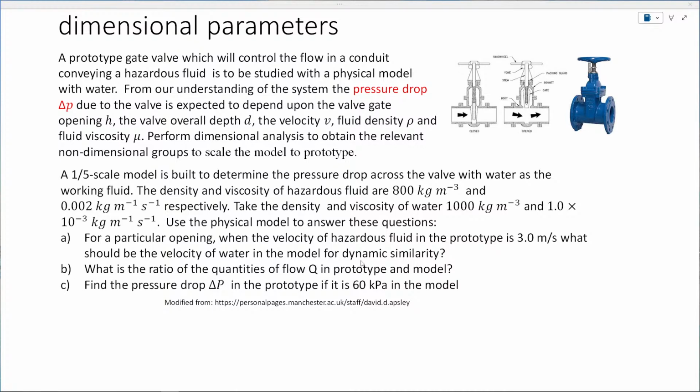What is the ratio of the quantity of flow in the prototype to the model? For example, if I have 20 meters cubed per second in the prototype, it might be 1.5 or 2 meters cubed per second in the model. It would of course be less, because the model is smaller and the prototype is larger. And then find the pressure drop in the prototype if it is this in the model. So now we measured this pressure drop in the model.